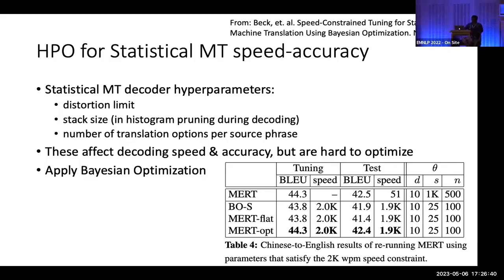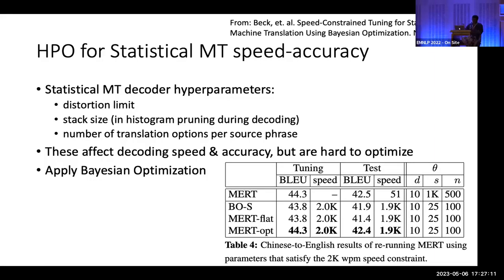So basically, this is a multi-objective problem, right? You want speed, but you also want accuracy. And it's hard to tune because these are sort of discrete things. So what they did was they applied Bayesian optimization. They tried some hyperparameters, like these are old hyperparameters that we cared about back in the days. But just think of different pruning hyperparameters during beam search.